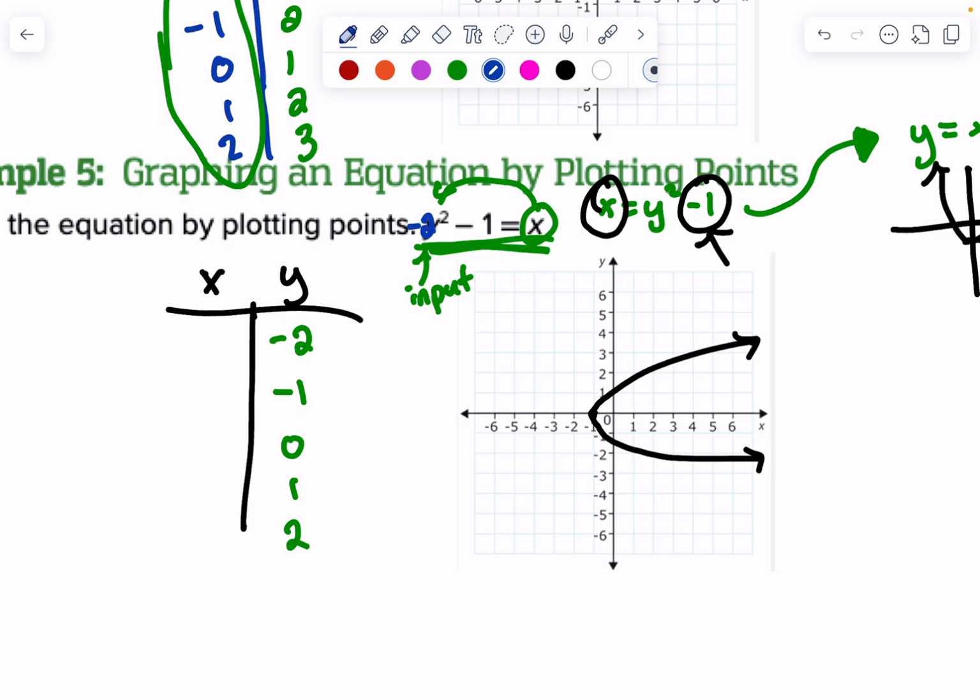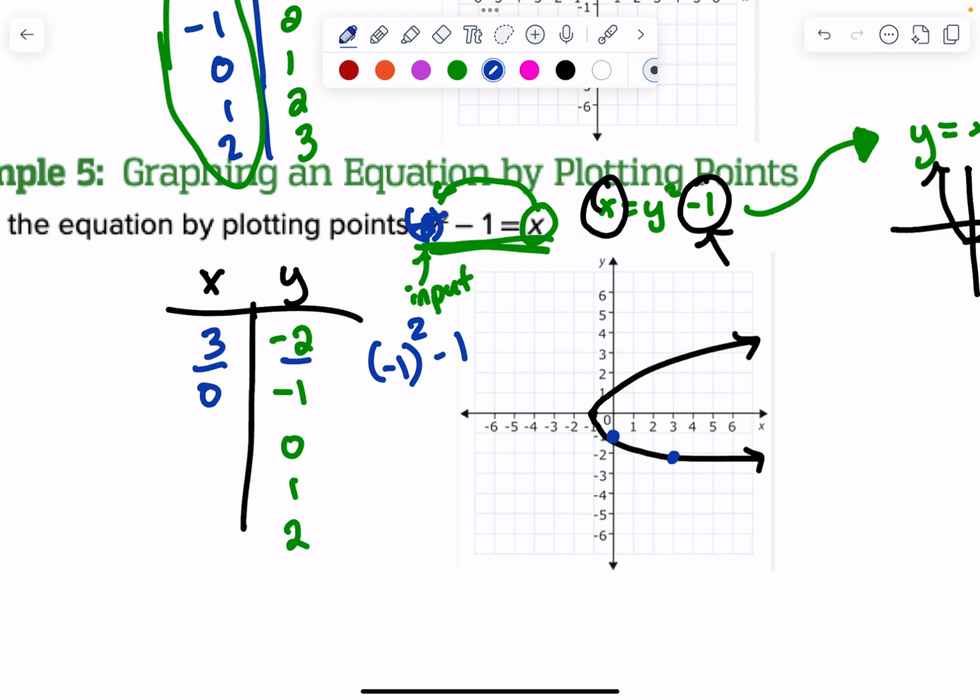So if I do -2 and I square that, if he's in parentheses, that's +4, and 4 minus 1 is 3. So -2, wait a second. -2 is the y coordinate, so 3 and -2. 3, -2, right there, okay? -1, if I plug -1 in, -1 squared minus 1, that'll be 1 minus 1, so 0, -1 is where I'm looking at.